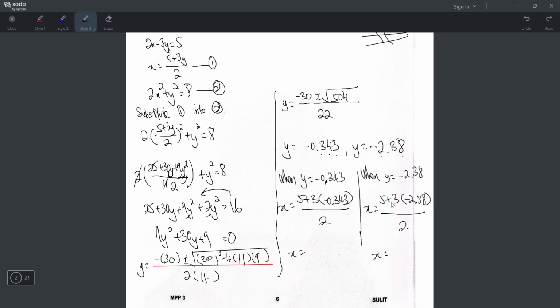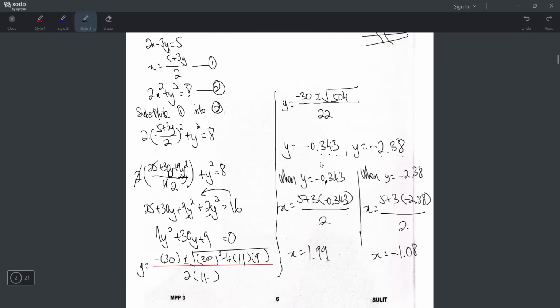And then answer divide 2. Okay. Let's write in 3 significant figures. So it's negative 1.08. Okay. And then what about this? Okay, 5 plus 3 bracket negative 0.343 total bracket over 2. So 1.9855. But 3 significant figure, 1.99. Okay. So the 0 we don't count as significant figure only when it is the kosong yang depan sini.